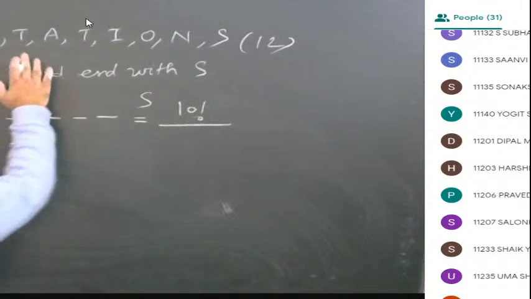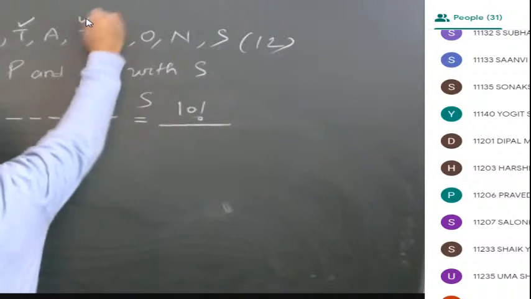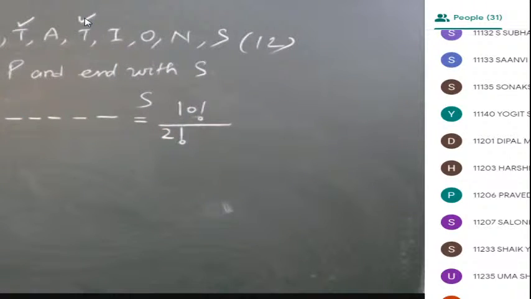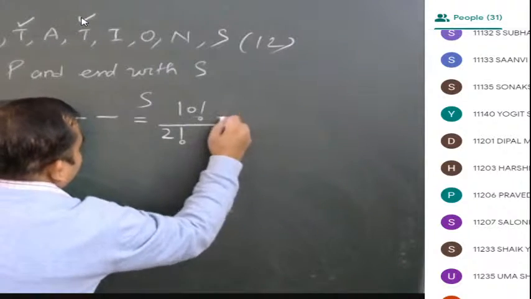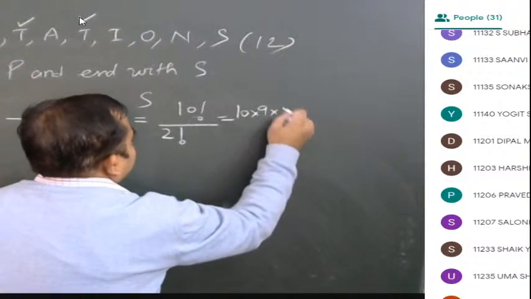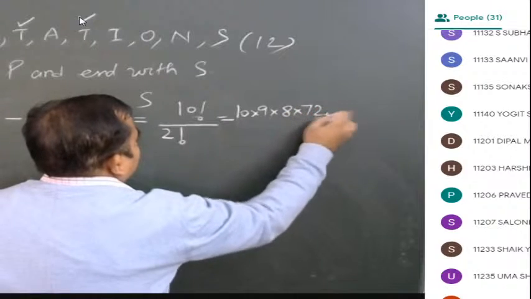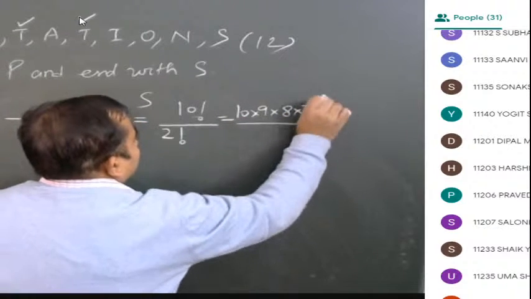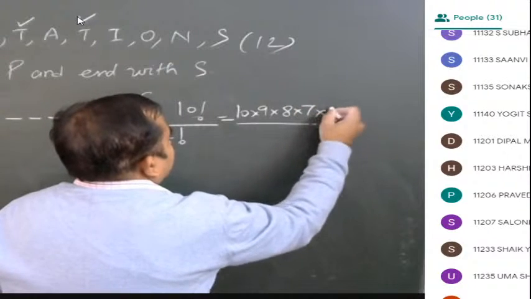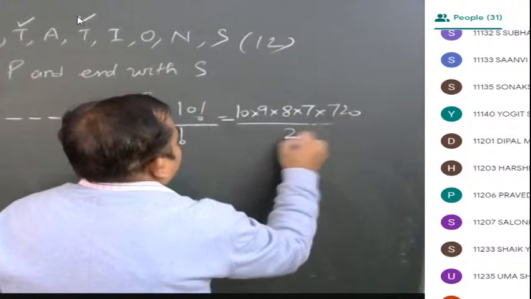What are repeats? T. Anything else? Nothing. Okay, so this can be simplified. 10 factorial, I don't know how much it is. No problem, fully multiply: 10 times 9, 8, 7, 720, into 6 factorial, 720, divided by 2.